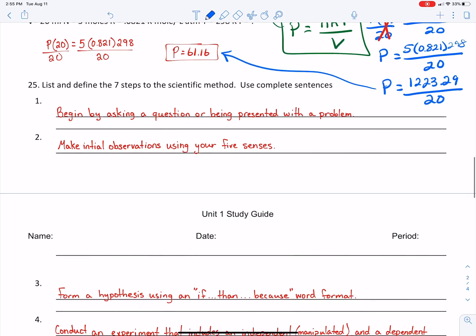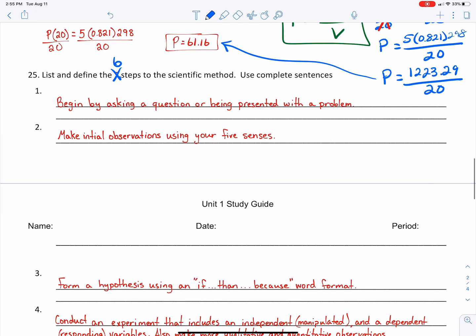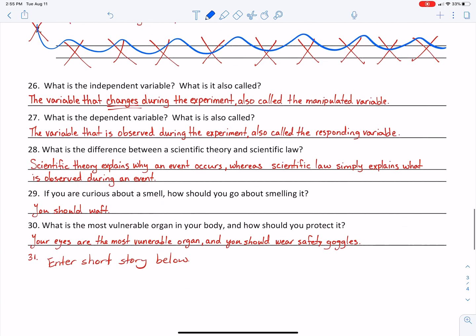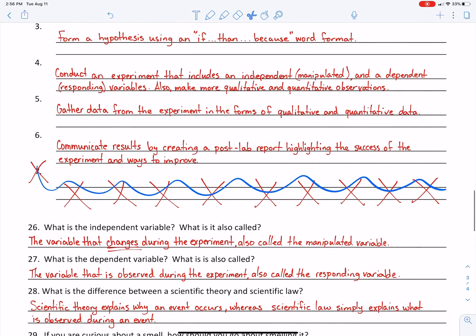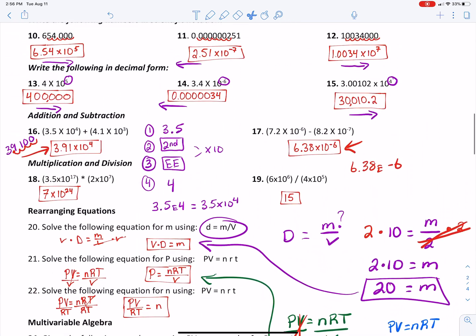Last is this, it says 7, this should say 6. 6 steps to the scientific method. So I crossed all this out. Our independent variables, dependent variables, short story goes down here. And we're done. All right, let me know if you have any questions on these written ones, but I wanted to go through some examples on these math ones.